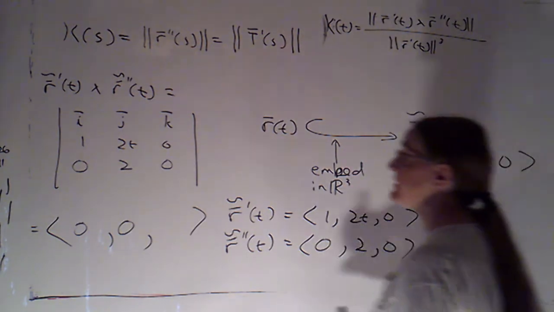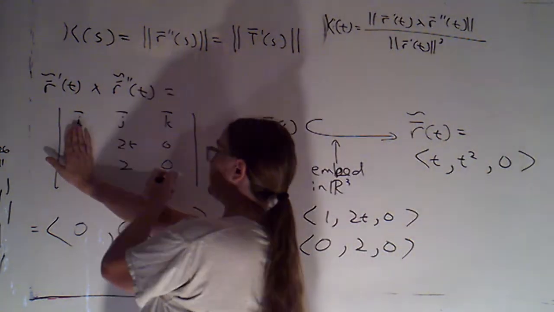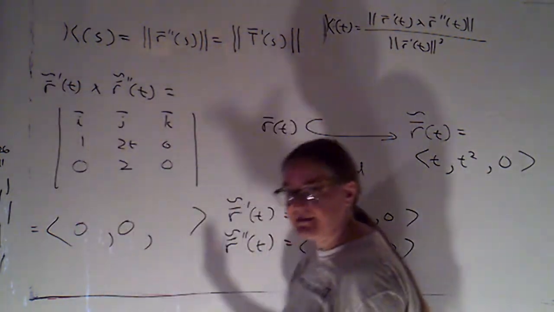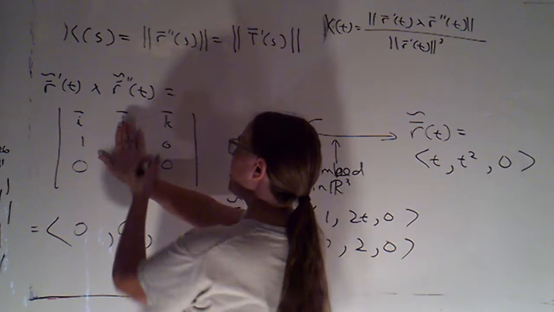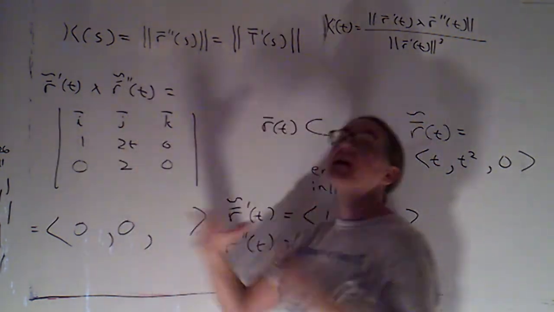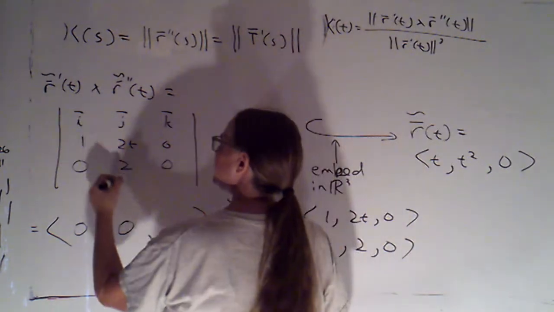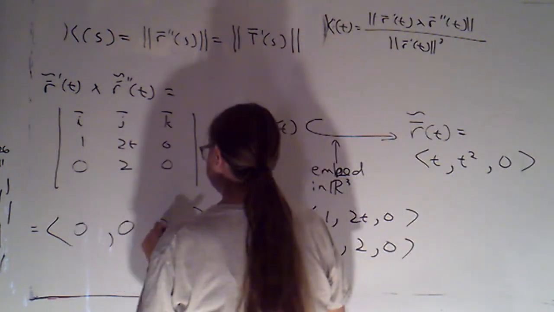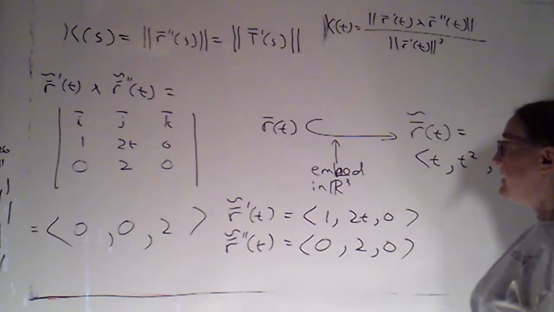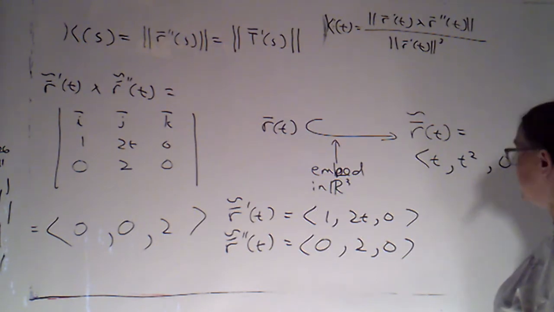Now I can confirm this algebraically. The number of i's is 0 minus 0. That is, in fact, 0. The number of j's is 0 minus 0. That is, in fact, 0. All right, the number of k's is 2 minus 0. Okay, so we get 0, 0, 2.